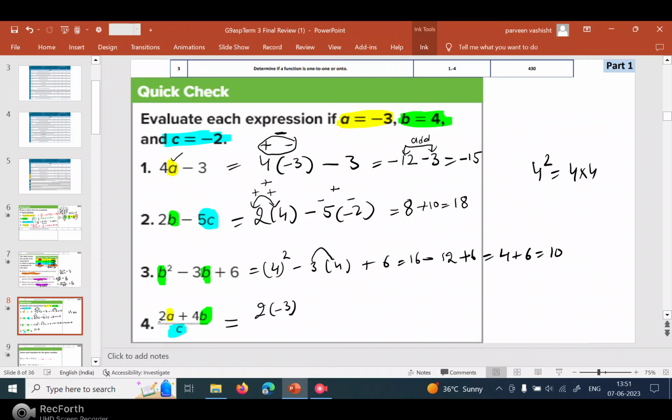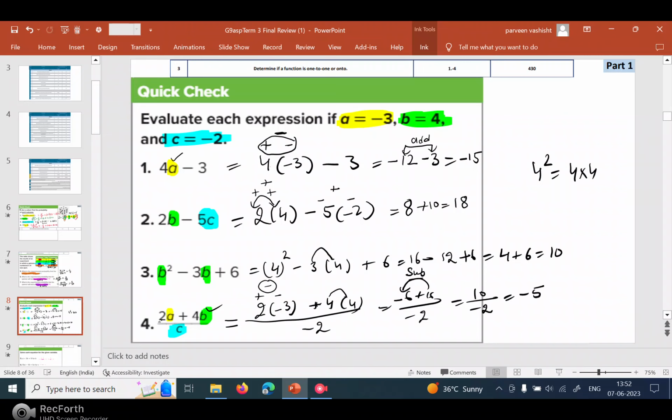Next question is 2 multiplied by A. 2 multiplied by A means 2 times minus 3, plus 4 multiplied by B, B is 4, divided by C, which is minus 2. Now one positive, one negative, if you multiply it will be minus 6. Both positive multiplying will be 16, divided by minus 2. So you will get 16 minus 6. Both have separate signs, so subtract them and put the sign of the bigger number. 16 minus 6 will be 10, divided by minus 2. So it will be minus 5.